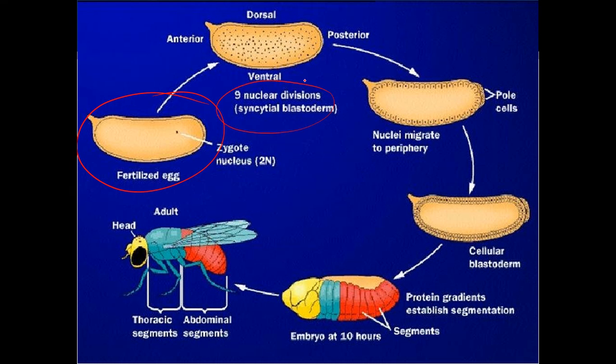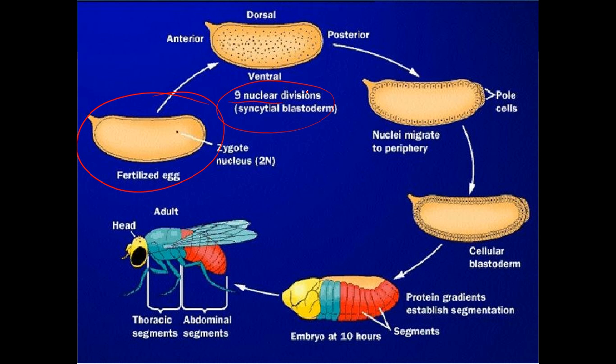And in this particular part of the diagram, approximately 9 nuclear divisions have occurred. And they happen without cytokinesis. So it's kind of like a bag of nuclei, if you will. And it's called a syncytial blastoderm. Now, after 13 nuclear divisions, the nuclei migrate to the periphery of the embryo, if you will. And now what will happen is that cell membranes will form around each of those nuclei.